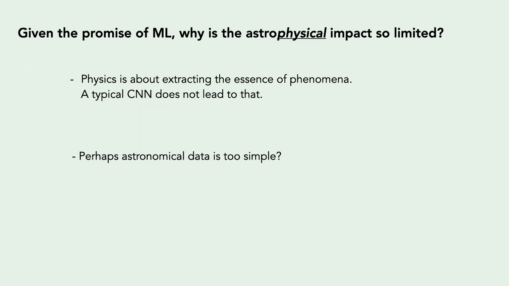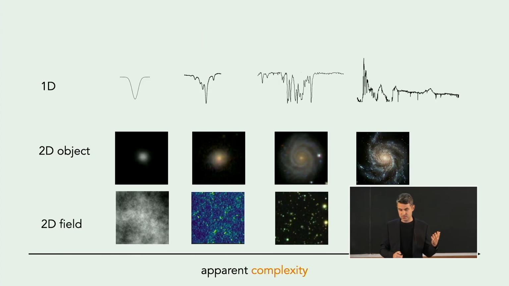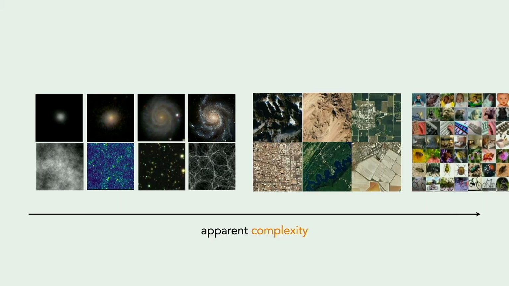And so, final word, perhaps our data is too simple. What do I mean by this? This is a sketch of a complexity axis along which I have organized some astronomical data, 1D and 2D. If we step back and consider the bigger picture of all data sets out there, we live at the very low end of the complexity axis in astronomy. Our data is way simpler than data you find in geophysics with remote sensing, for example, and that's way simpler than all the natural images and the cats and dogs that ML techniques are almost designed for, in a way.